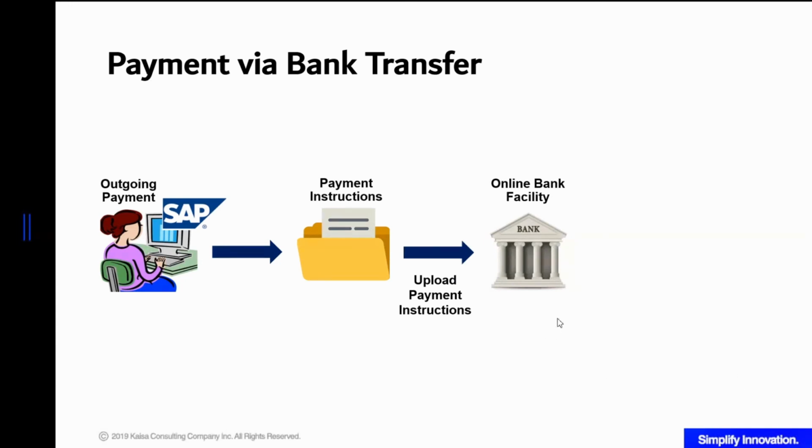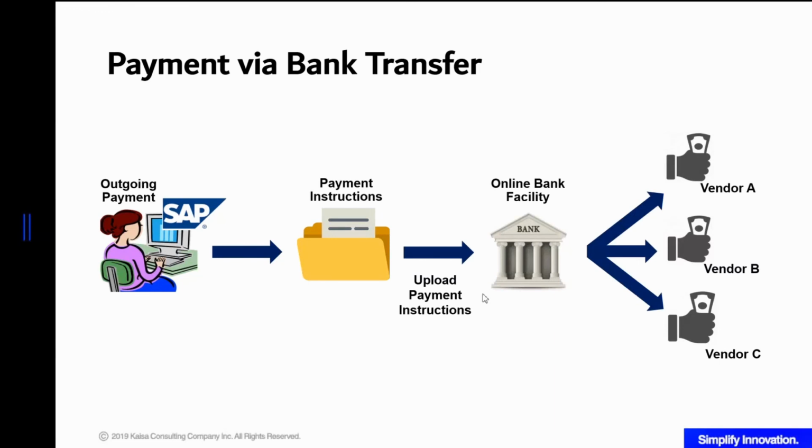And this is also where the online approval happens. So the next step, or the last step with this, once the bank receives the file uploaded in the bank facility, the bank will process the payment based on the payment instruction by crediting funds to your vendor's bank account.